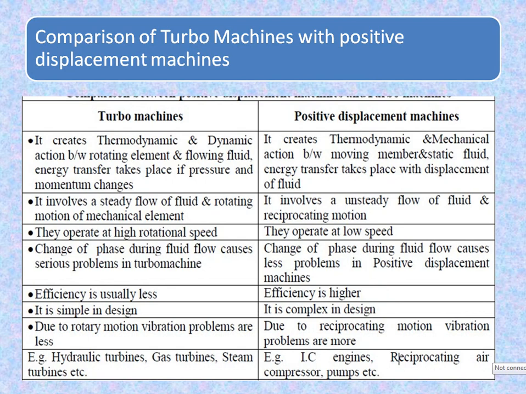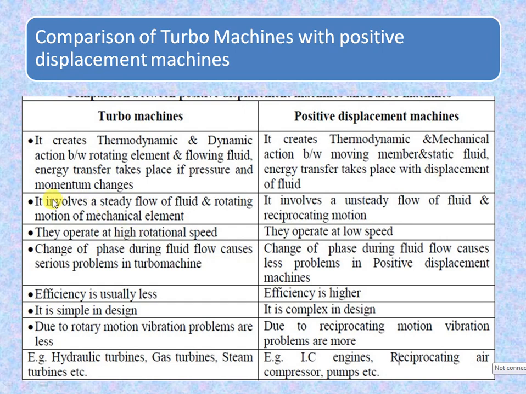The next point is the comparison of turbo machine with positive displacement machine. The difference is simple, so we will discuss it one by one. A turbo machine creates a thermodynamic and dynamic action between rotating element and flowing fluid, and energy transfer takes place with change in pressure and momentum. A positive displacement machine creates thermodynamic and mechanical action between moving member and static fluid, and energy transfer takes place with displacement of fluid.